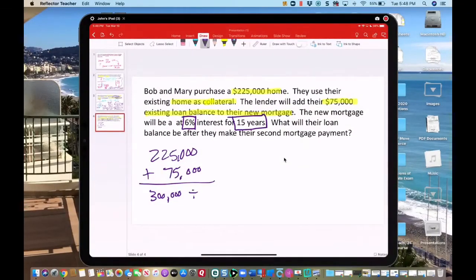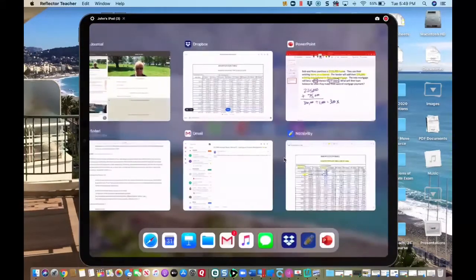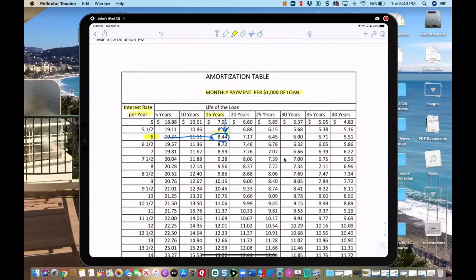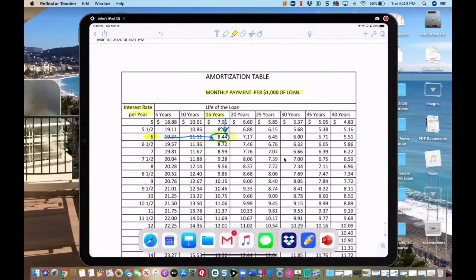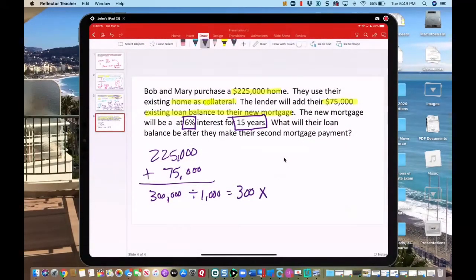So we divide this by 1,000. So 300,000 divided by 1,000 equals 300. Now we just need to multiply that times the number we got from the table, which is $8.44 right there. So I'm going to multiply 300 times 8.44, and I get $2,532. That's the payment, okay?